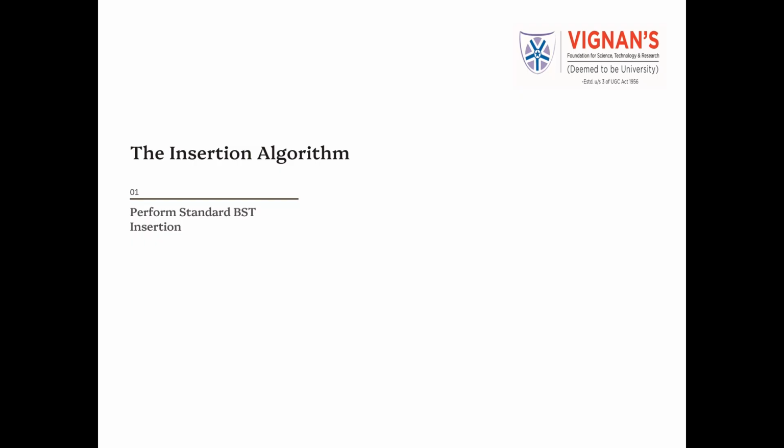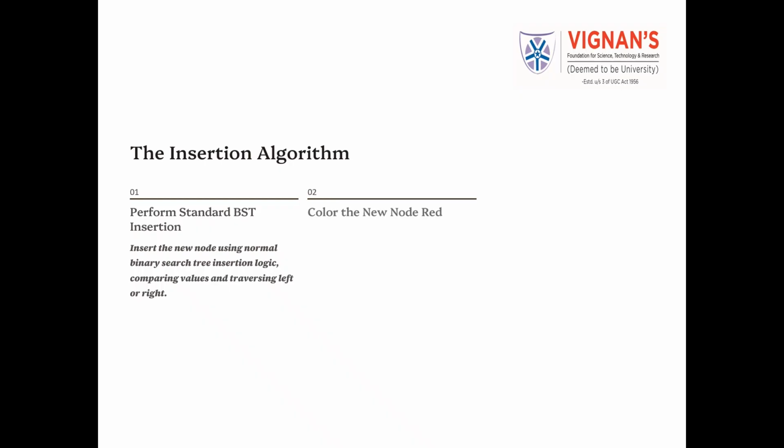The insertion algorithm. Step 1. Standard BST insertion. First, we insert the new node. Using standard binary search tree logic, we compare values and traverse either left or right until we find the correct position. Step 2. Color the new node red.